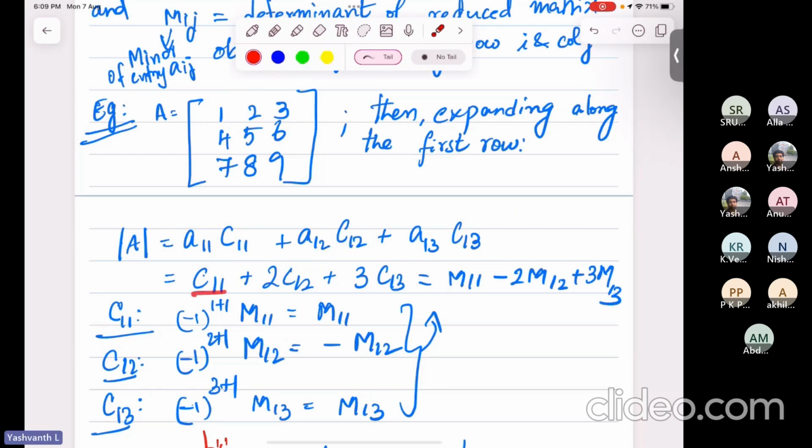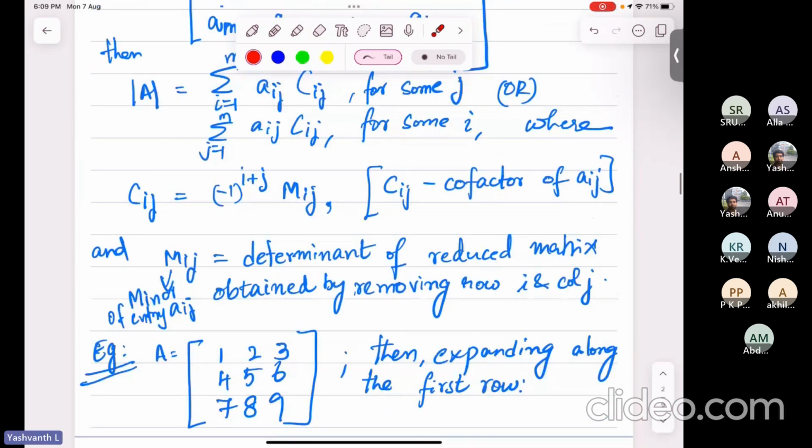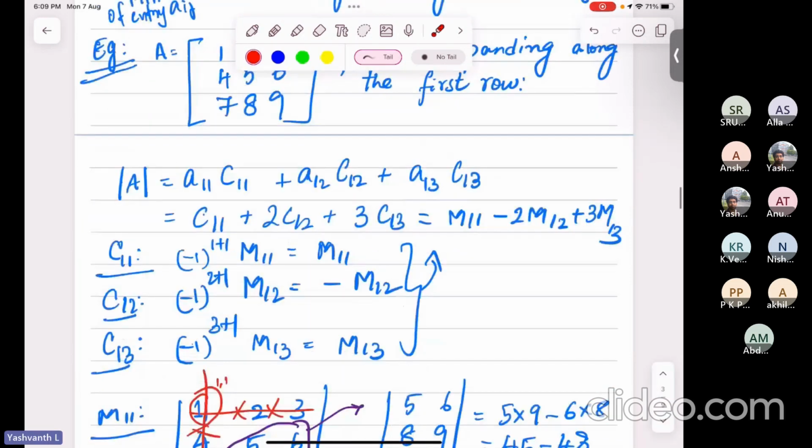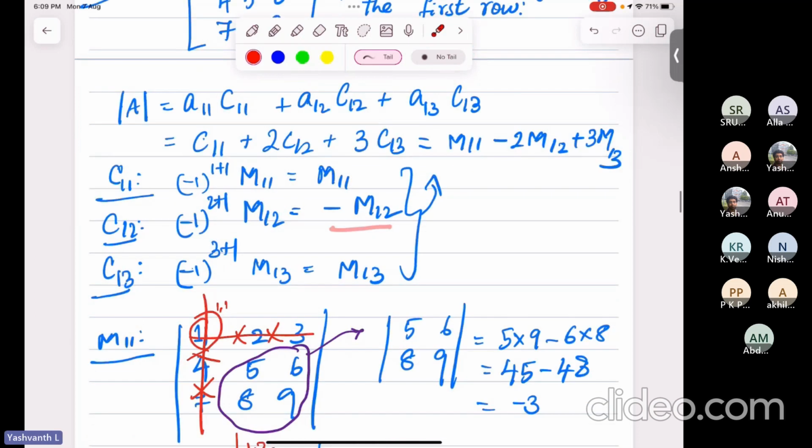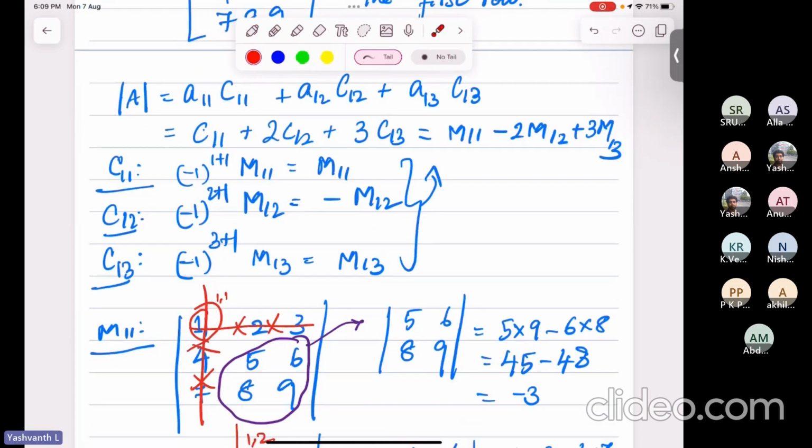Now how to get c11? That is nothing but minus 1 power 1 plus 1 times m11, which is same as m11 itself. c12 is given by minus 1 power 2 plus 1 m12, which is nothing but minus m12. And c13 is minus 1 power 3 plus 1 times m13, which is same as m13. Now substituting these values for c11 through c13 in the above expression, you get this as a final expression.